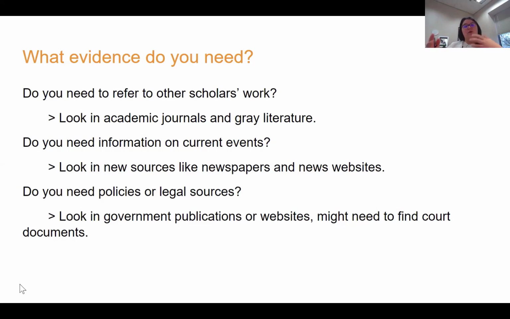Again, are you looking for more current information? Are you looking for historical information? Looking at news sites or newspapers, things like policies or legal sources. Where can I find that information that I need? Or is it, again, just for fun? Can I just rely on IMDb if I'm looking for who is in this movie, right? So thinking again about what evidence we need, and especially how we are going to be using that evidence, what we're actually producing with our research, is going to help you answer these questions.